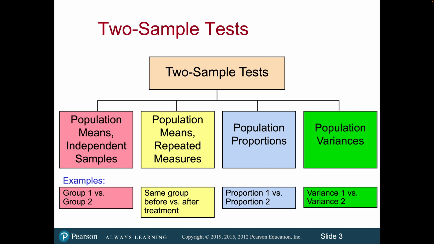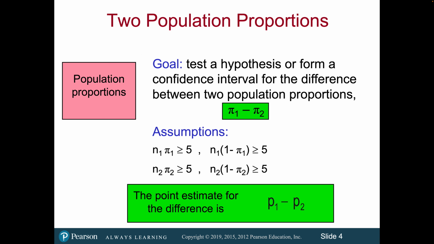So again, from 30,000 feet, the tests that we're examining in this video are population proportions. So you might think about we have proportion 1 and proportion 2, and we're going to examine the percentages. So the goal is just as I stated. We have some assumptions that we'll go over in just a second, and the point estimate is just the difference of the proportions.